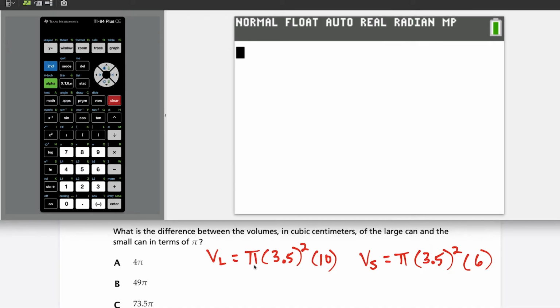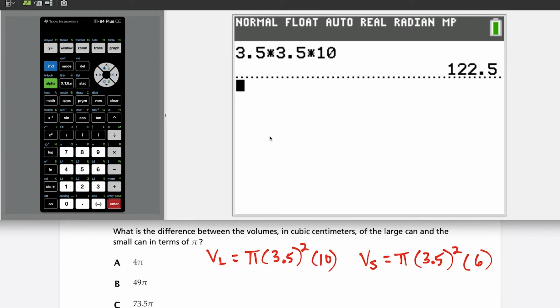Now, remember, we want our answer in terms of pi, so I'm not going to type pi in. I'm just going to type in the numerical part. So we're doing 3.5 squared. So I could do 3.5 squared like this, or I could just do 3.5 times 3.5. That's fine. So next, I'm going to write times 10. So I'm going to hit times 10. And this is going to give us the coefficient of pi, or the number in front of pi, for the volume of the large can. So the volume of the large can is 122.5 pi.